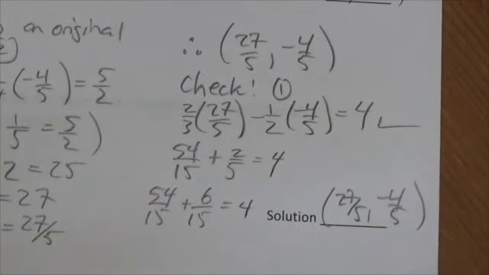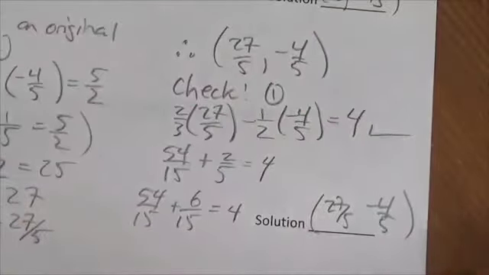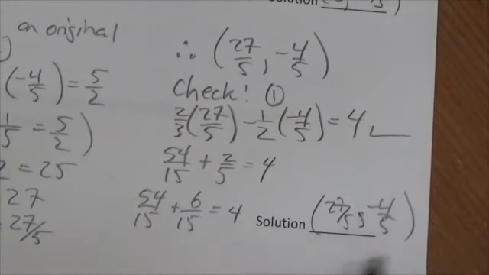It's a little ugly, but it is the correct answer. Oh, sorry, that looks like 51 there. Sorry, that should be a comma there. 27 fifths, comma, negative 4 fifths.